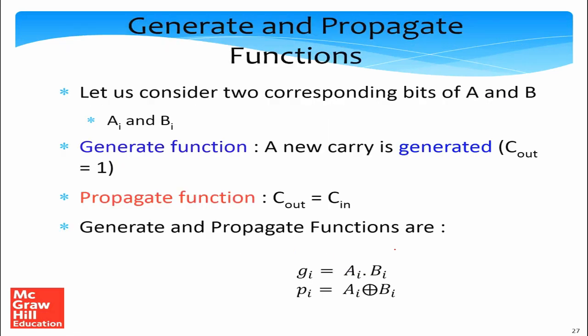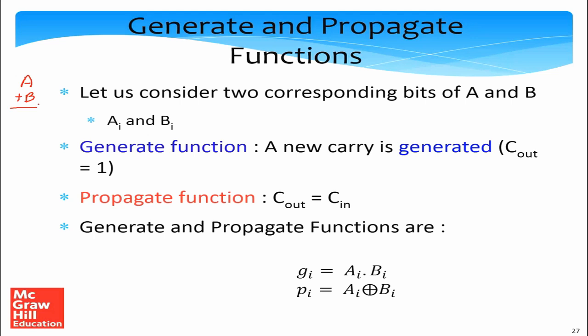So let's do one thing. We need to define a little bit of algebra before we actually proceed. Let us consider 2 corresponding bits of a and b. a and b are the 2 numbers that we are trying to add. We are trying to add a plus b, and both of them are n-bit numbers. Let's define a generate function. A generate function means that a carry is generated after the addition. So C out is equal to 1.